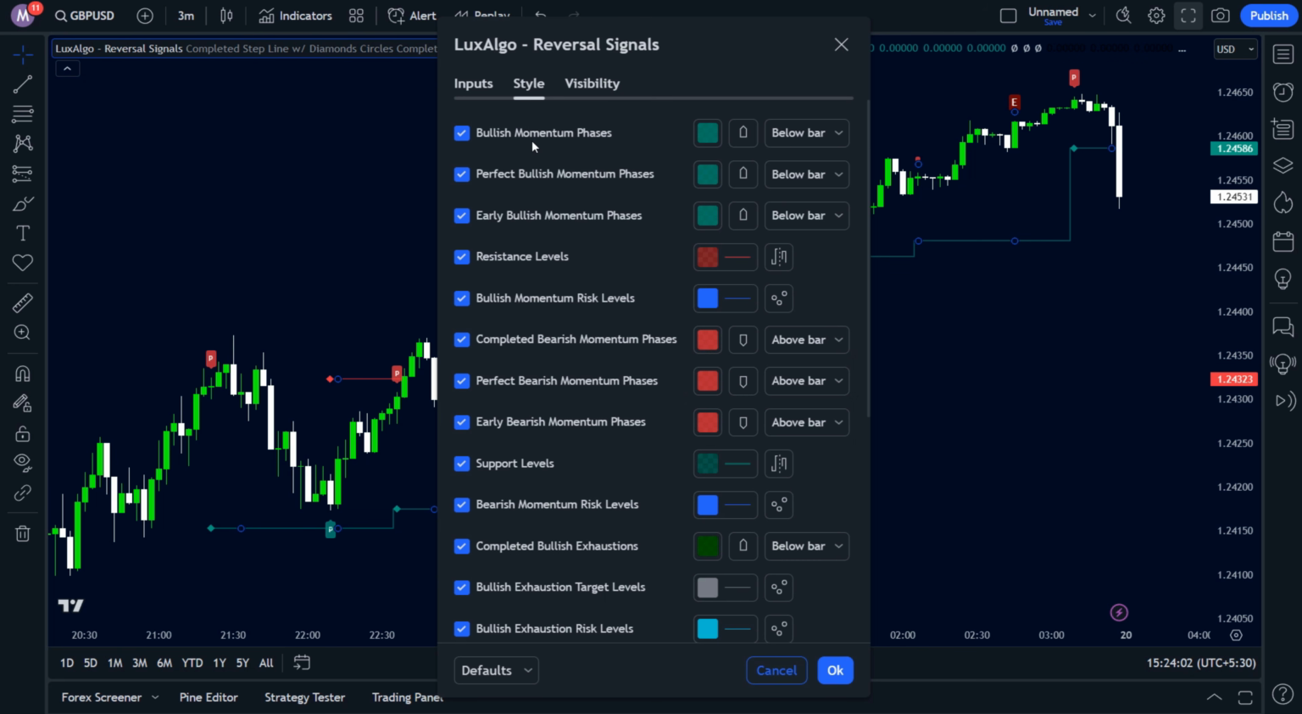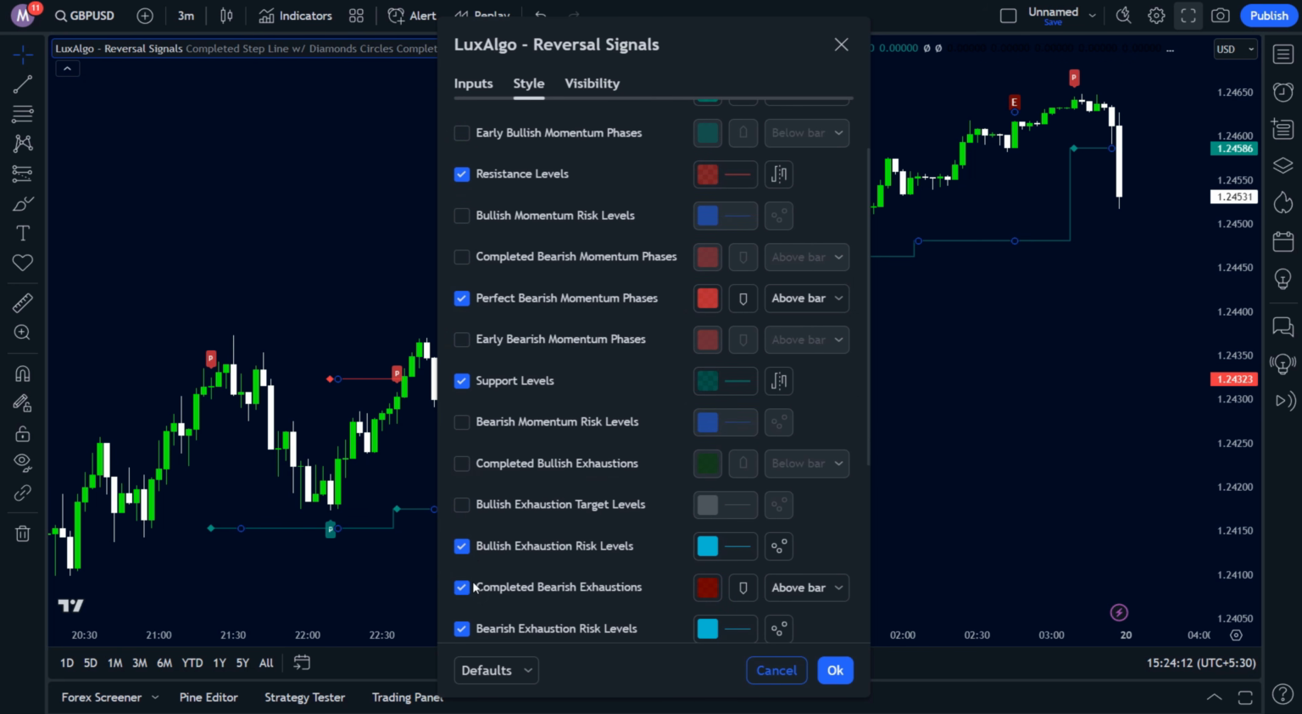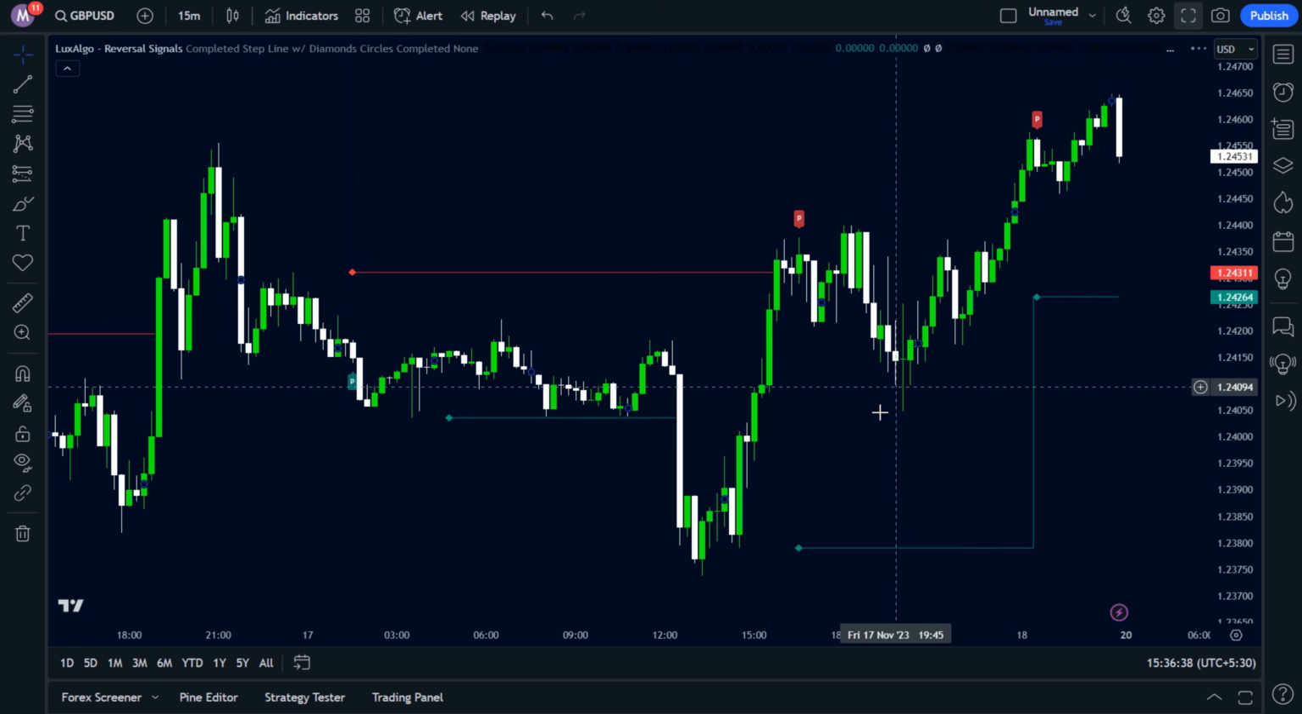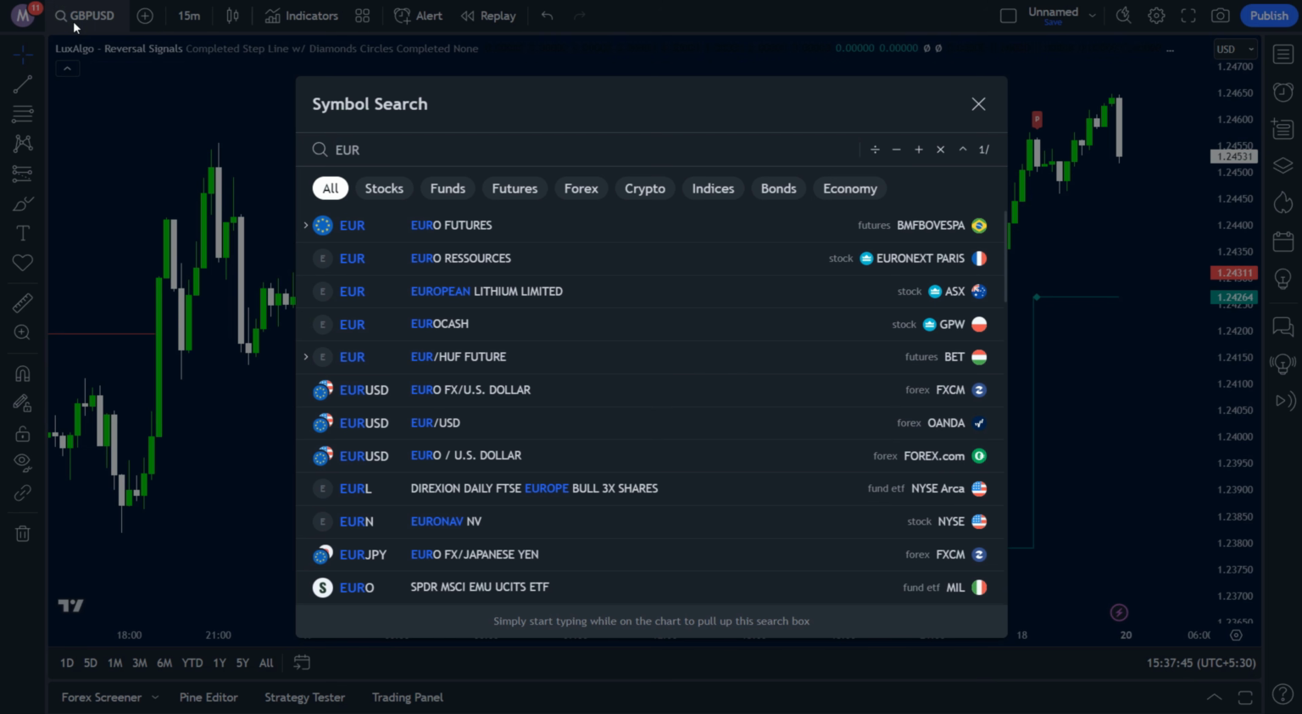Next, just go to the settings of the indicator, go to the Style tab. Uncheck the options shown in the video. Now select the 15-minute time frame for this setup. And use any major currency pair, stocks and crypto.